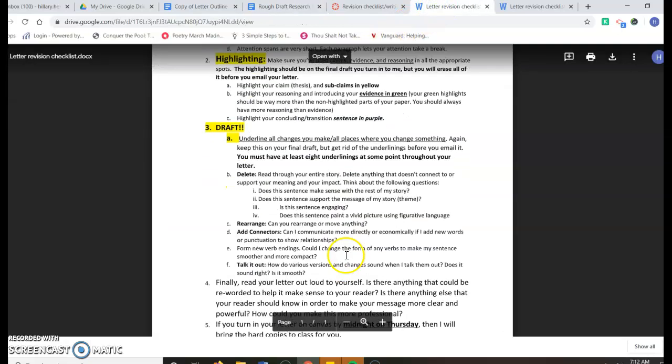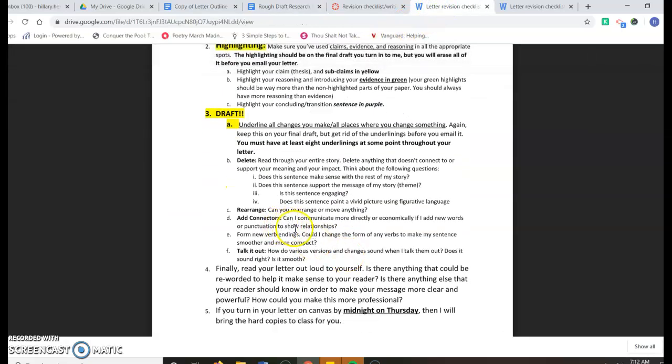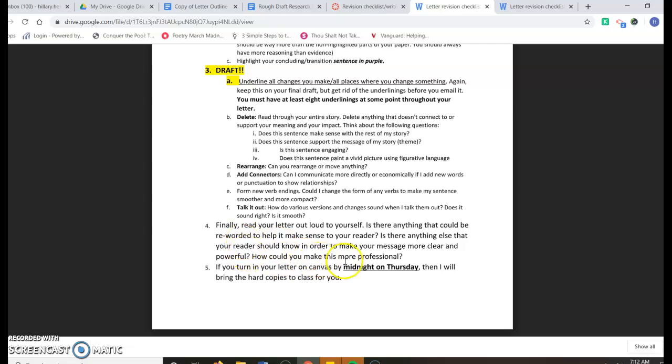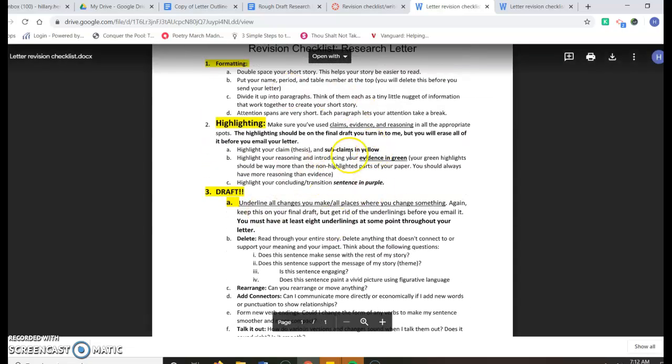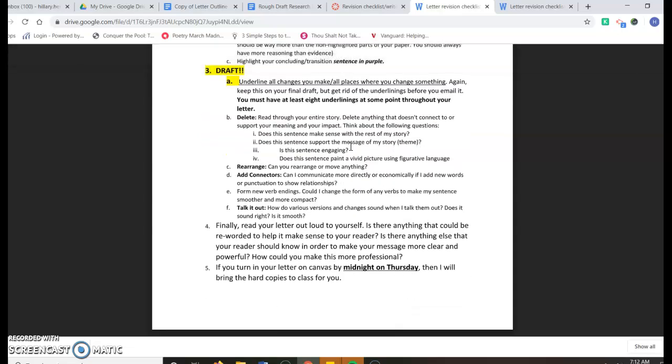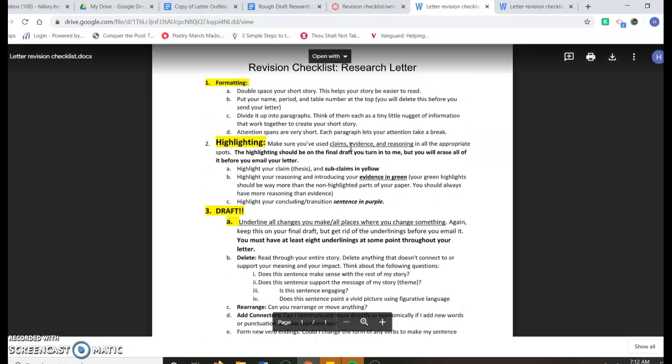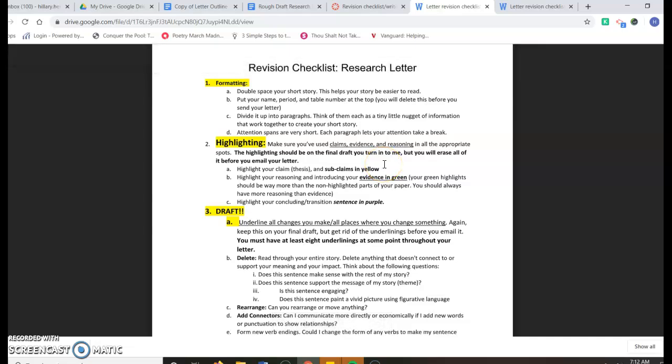Make sure you also think about rearranging, adding connectors, forming new verb endings, talking it out, so talking about it with somebody. Finish by reading the letter out loud to yourself. If you turn it in on Canvas by midnight on Thursday, then I will bring the hard copies to class for you. Again, for the writing workshop, you do not need to have all of this done. Just get started on it today, and we'll finish this after the writing workshop, which will be on Tuesday.